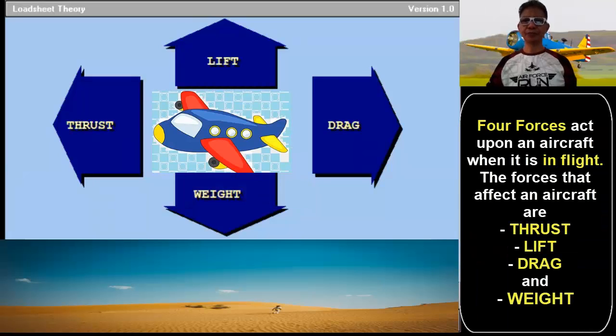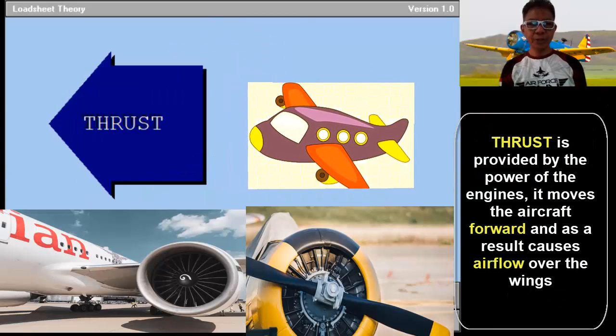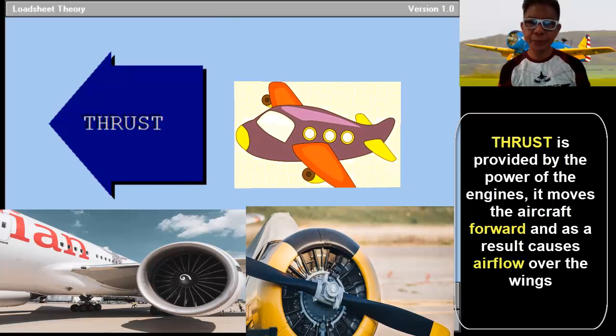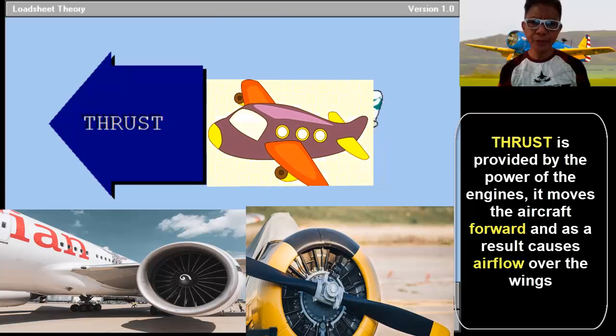As you can see here, the four forces act upon an aircraft when it is in flight. The forces that affect an aircraft are thrust, lift, drag, and weight. Thrust is provided by the power of the engines. It moves the aircraft forward and as a result causes airflow over the wings.